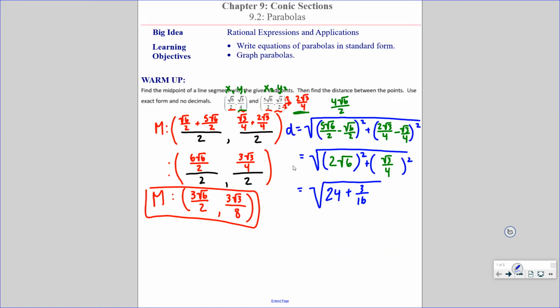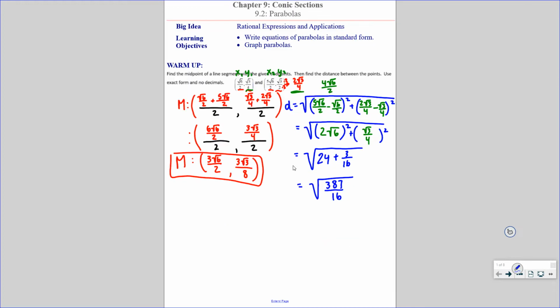Alright, then we can do 24 plus 3/16. You can use your calculator for that, but again, don't use the radical button, just get the fraction underneath. So I got 387 sixteenths. That's what I got. Okay, good. If you got that far, that's really good. Now from here, it's just simplifying. This is algebra skills. You can't leave fractions underneath the radical. Oh, it's a perfect square though.